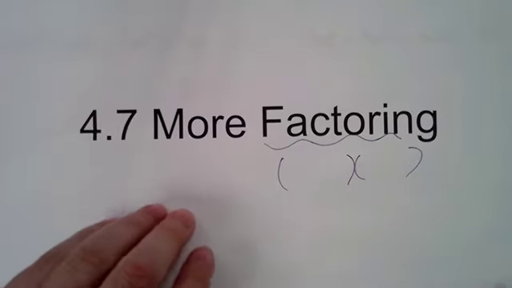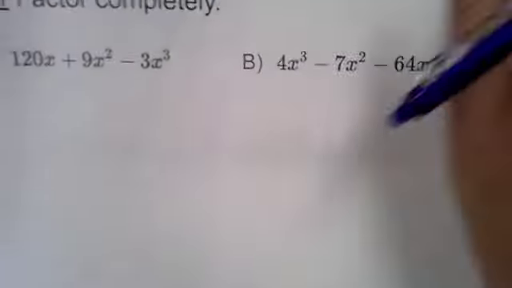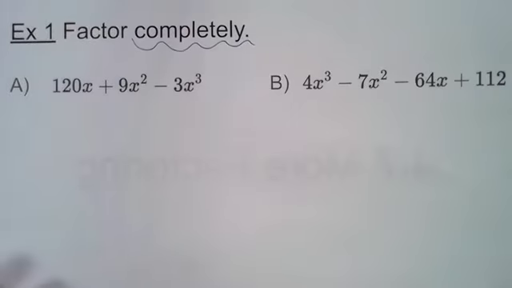Okay. All right, we are doing a little more factoring. Here we go. Same stuff as before, just some more practice. Example 1. And again, this is factor completely, meaning that you need to just make sure that you can't factor anymore, that you factor and you create as many bubbles as you possibly can.